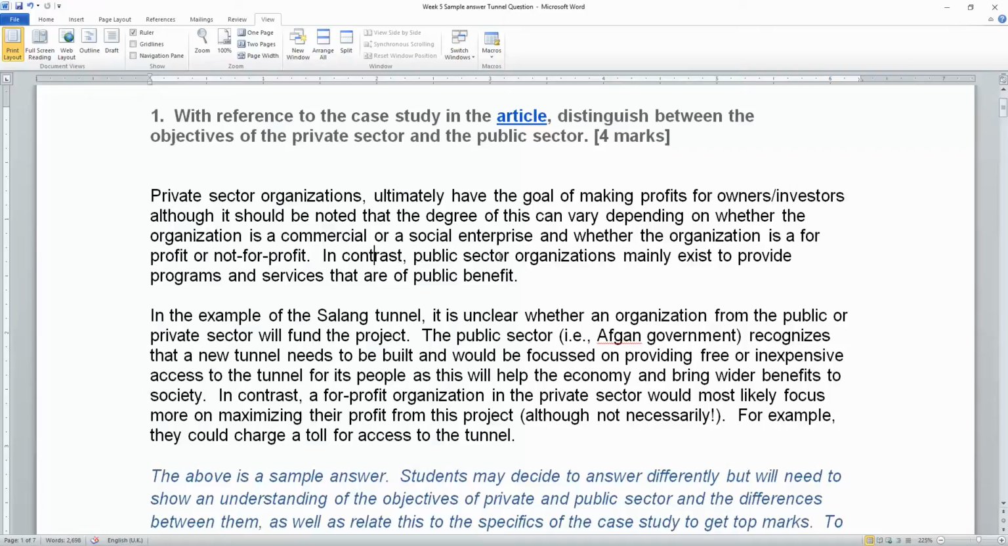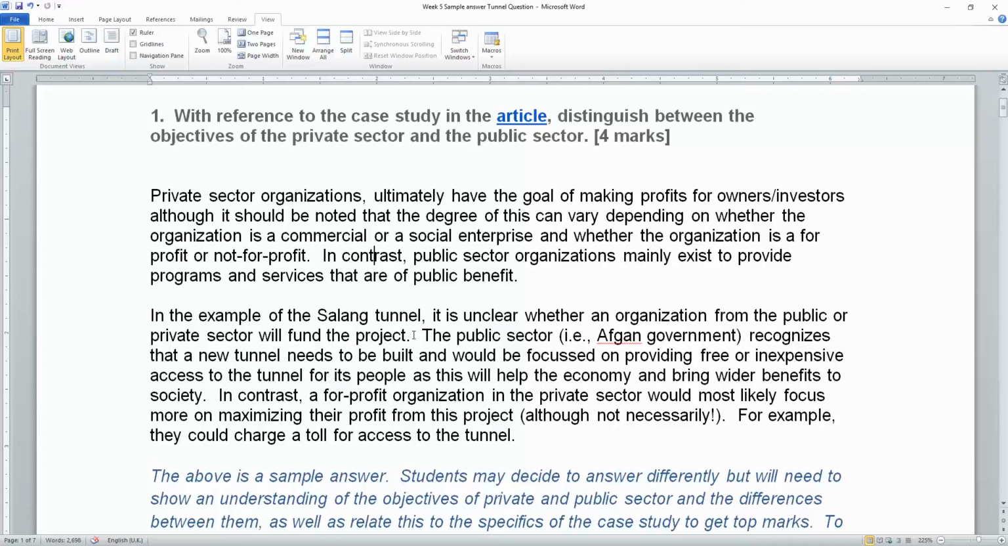Then in contrast, public sector organisations mainly exist to provide programs and services that are to the public benefit. So this would give me 2 marks. And then now I'm going to relate this knowledge to the article. So in the example of the Salang tunnel, it is unclear whether an organisation from the public or private sector will fund the project. Just a little bit of background.